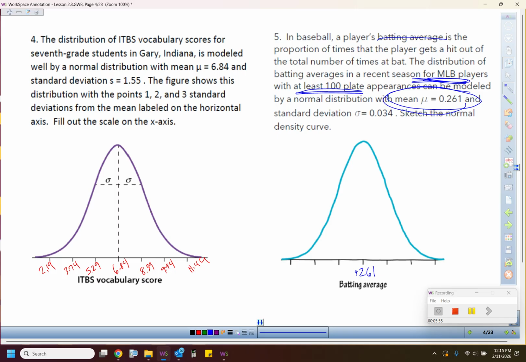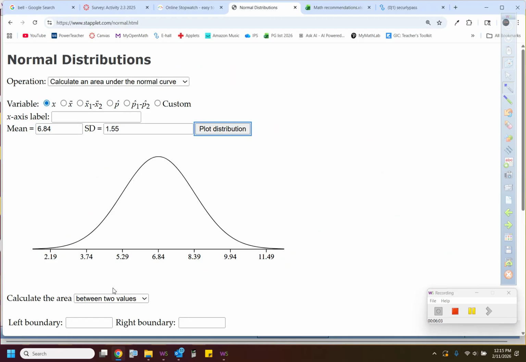So that goes there, and they say there's a standard deviation of that little number. Let's make the normal curve, but let's let the applet do all the work for us. So you can go back here and just change your numbers. The mean was .261, and the standard deviation is .034. Should always just like double check that you typed them in right. Hit plot distribution, and then you can totally copy those guys down.